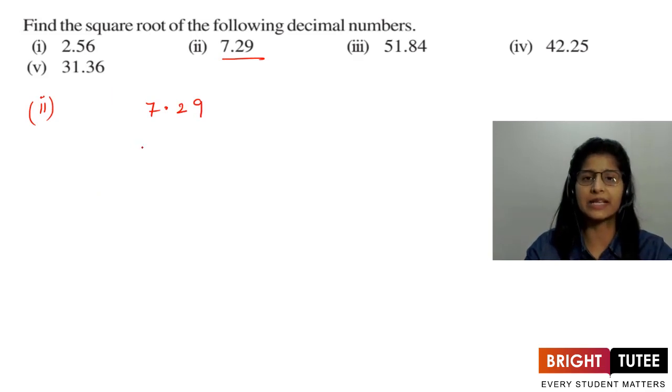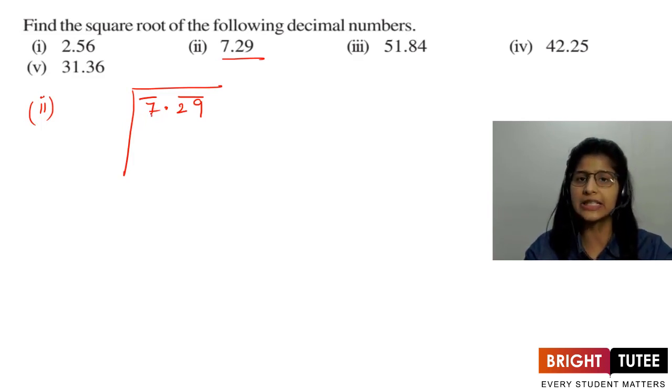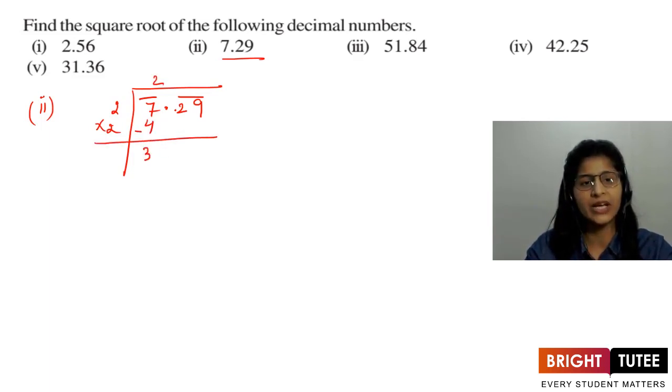7.29. Again we will place the bars first. So after the decimal, we place the bar in this direction, and in this direction for the whole number. Now let's divide it. The first one is 7. 2 2s are 4, 3 3s are 9. We will write 2 2s are 4 because 9 is greater than 7. 7 minus 4 is 3. Now because there is a decimal point after this 7, we put a decimal point here. Now after this decimal, what will we copy? We will copy 29. Double of 2 is 4, so we have written 4 here.